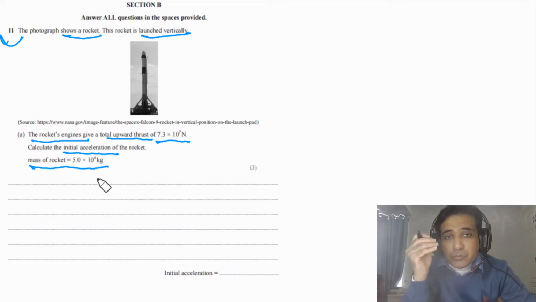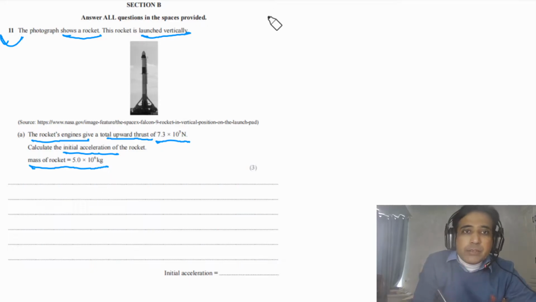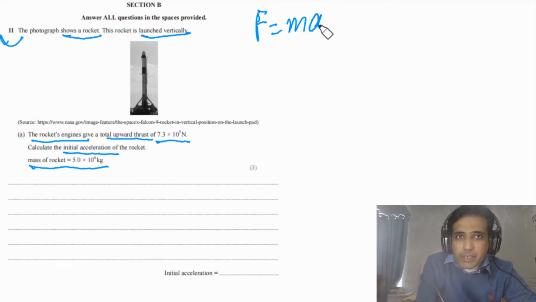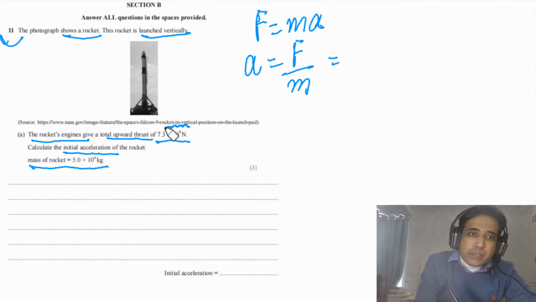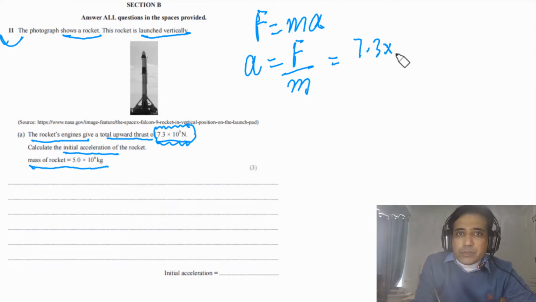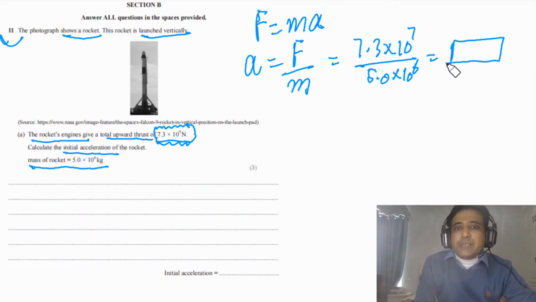I have seen most of the time many students do a question like this. They will write down first of all F is equal to ma, then they will simply write down a is equal to F over m, and then they will take this value of thrust, write down 7.3 times 10 to 7 divided by mass of the rocket, and then they will get some value of acceleration.